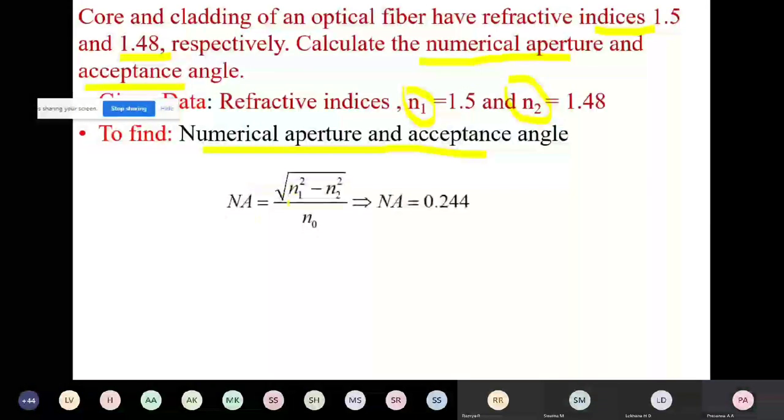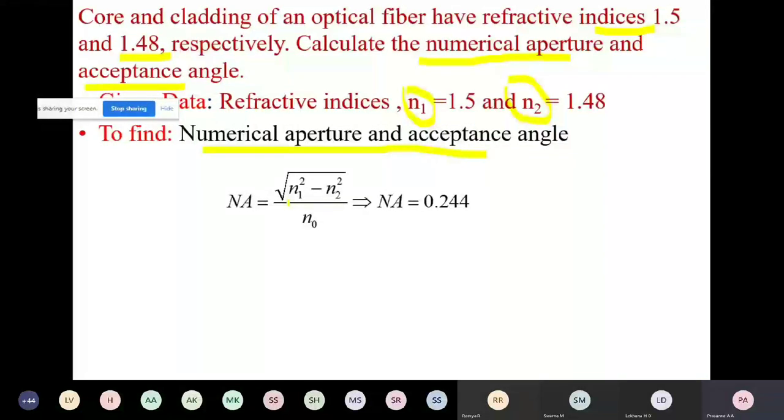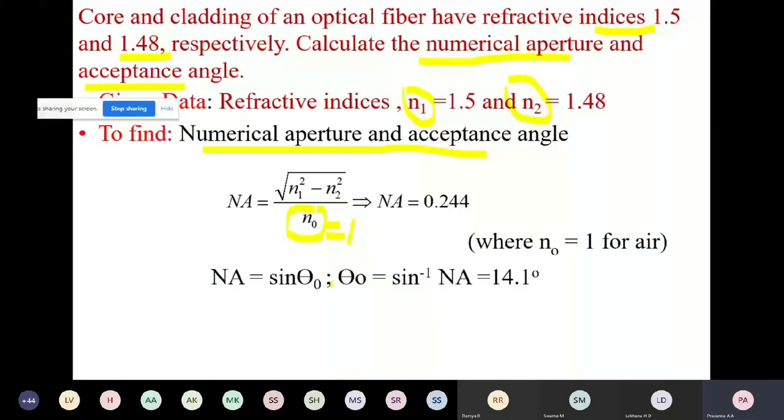This is the numerical aperture equation. n1 is here, n2 is here. n0 should be taken as 1 because it is not mentioned in the problem. So we are assuming that n0 is equal to 1, which is for the air medium. So the numerical aperture will be 0.244. And for acceptance angle, we know that numerical aperture is sine of angle of acceptance, that is sine theta naught. Therefore, theta naught is sine inverse of NA. NA is here 0.244, so sine inverse 0.244 gives you 14.1 degree.